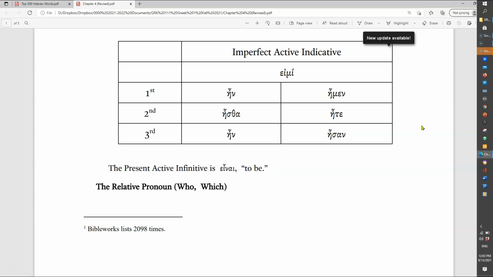So the imperfect of Amy: ein, esta, ein, amen, ete, esan. I was, you singular were, he, she, or it was. We were, you were, they were.